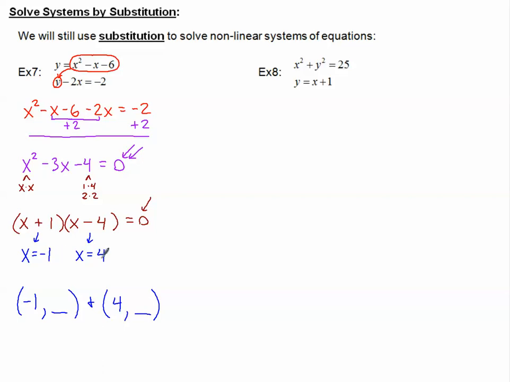Once I know what the x value is, all I need to do is plug those numbers back into the original circle and find the y coordinate. So y is equal to x squared minus x minus 6. Let's start with the negative 1. If x is negative 1, then we have negative 1 squared minus negative 1 minus 6. And let's see what this number is. Negative 1 squared is 1, minus negative 1 makes plus 1, minus 6. So this is 2 minus 6, which is negative 4. So when x is negative 1, y is negative 4. And that's one of our solutions. There's my ordered pair.